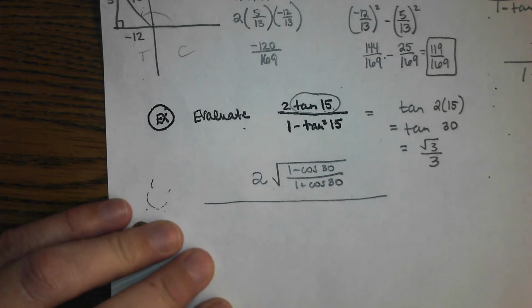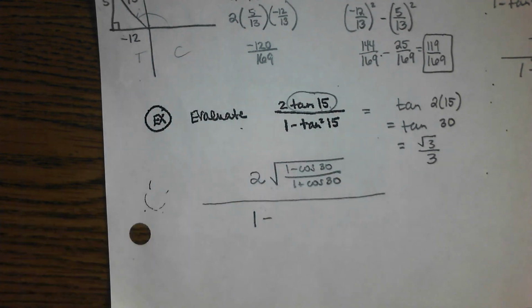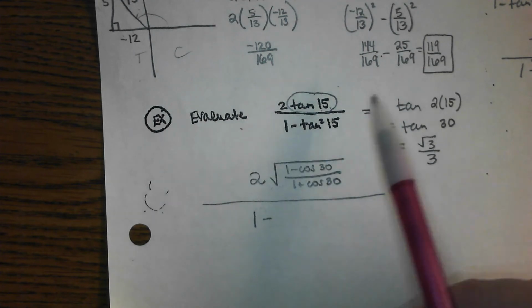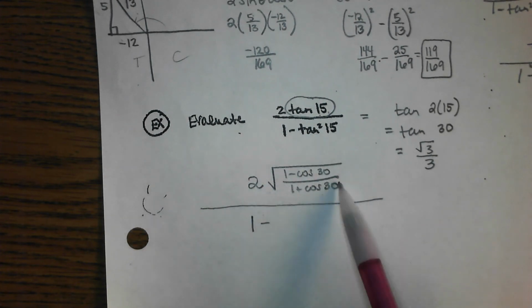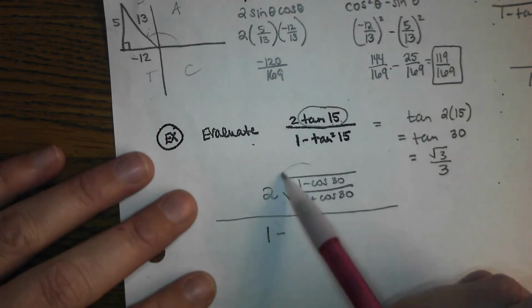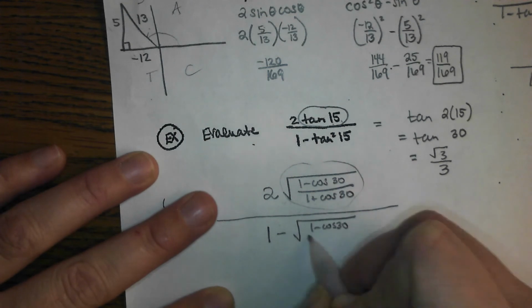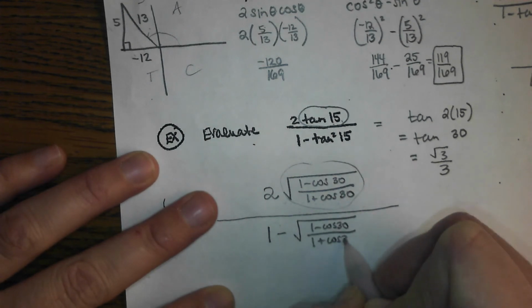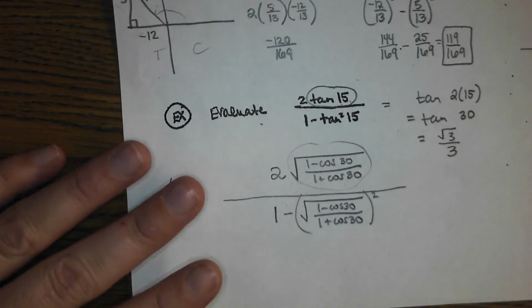All over 1 minus, now there's two ways I can do this one. I can take my tangent of 15, which I already did, and just square it, right? Does that make sense? And if I take this tangent of 15 expression and just square it, the square root and the square are going to cancel.